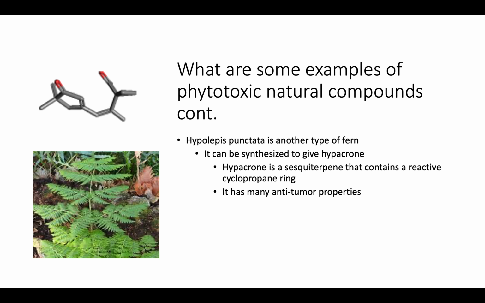Another example is the Hypolepis punctata, which is another type of fern. It can be synthesized to give hypolepin. This phytotoxin is a sesquiterpene that contains a reactive cyclopropene ring and is used in medicine and pharmaceuticals as it has many anti-tumor properties.